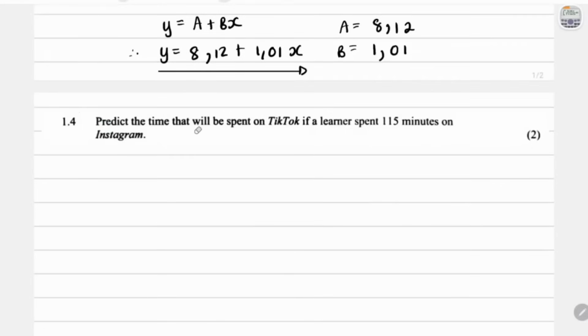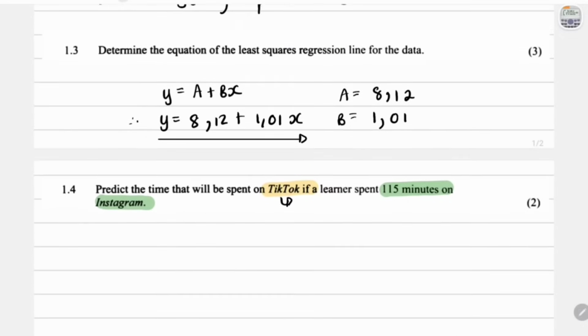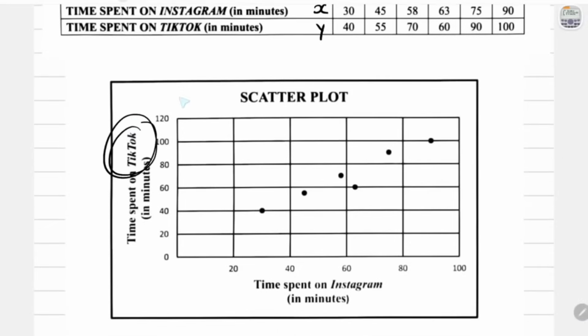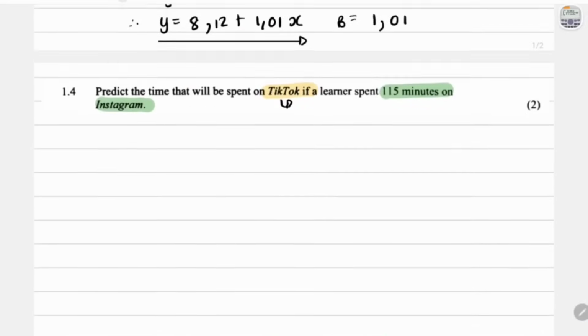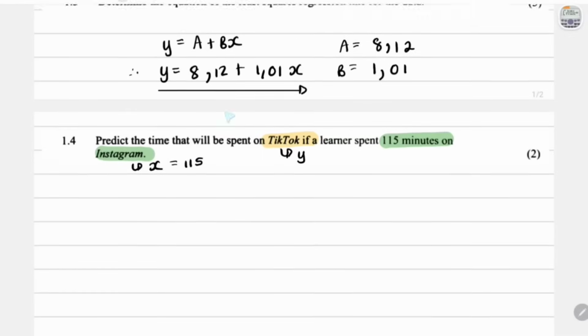The next question says, predict the time that will be spent on TikTok if a learner spent 115 minutes on Instagram. We already have the equation of the least squares regression line, and we can use that to make predictions. All you have to do here is see which values these belong to. Were these the X or the Y value? Remember that TikTok was on the y-axis, so those are the y values. So they're really asking you to find the y value if your x value, which is Instagram, is equal to 115, because Instagram was on the x-axis.